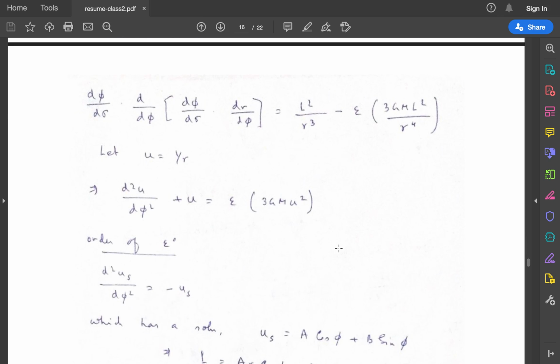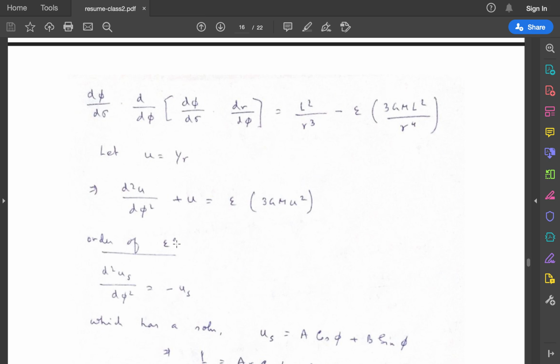And let us again use the similar formalism that we have used, write u equal to 1 by r. If I substitute this here, it becomes a very simple equation: d square u by d phi square plus u equals epsilon 3GM u square. For the Newtonian or SR case, this is the only equation, d square u by d phi square plus u equals 0, whereas for GR we have d square u by d phi square plus u equals 3GM u square.